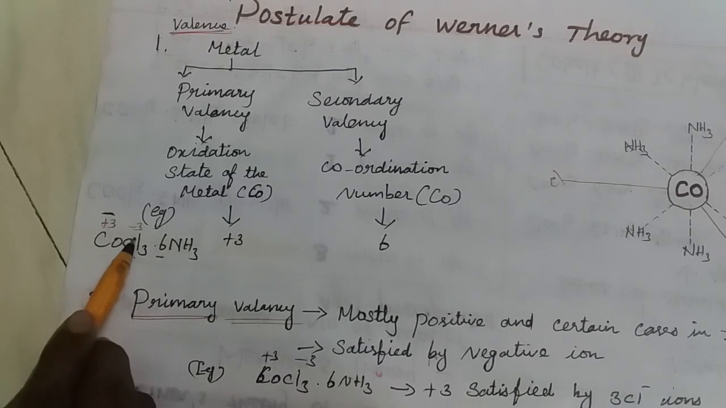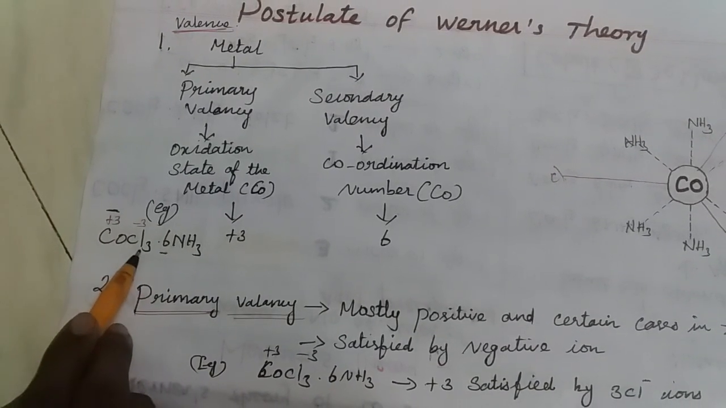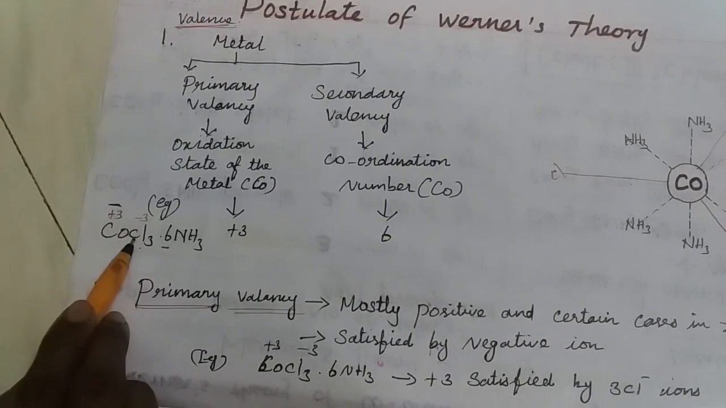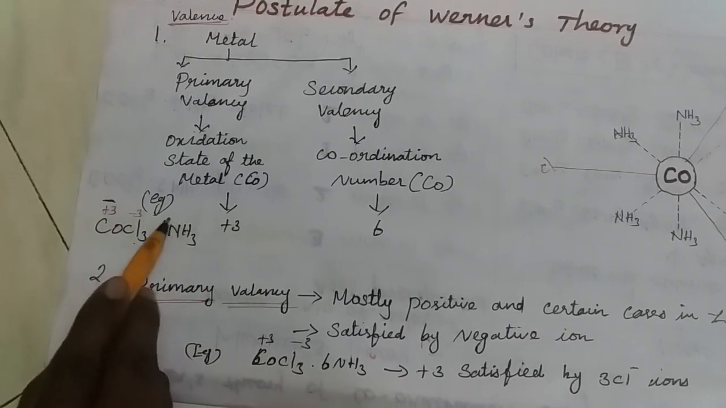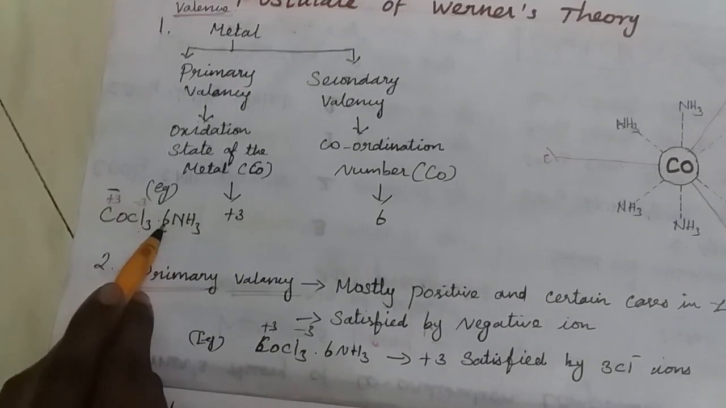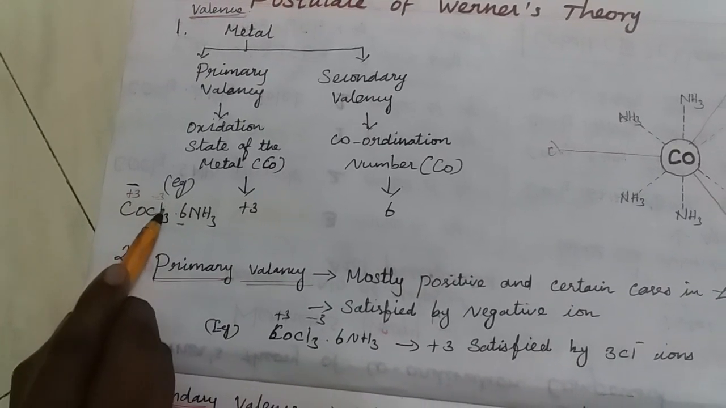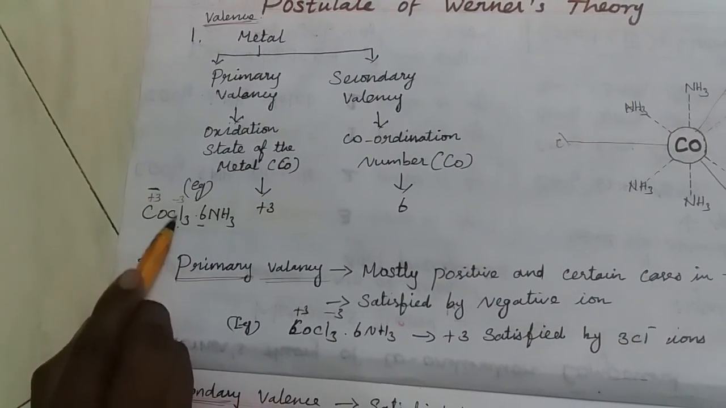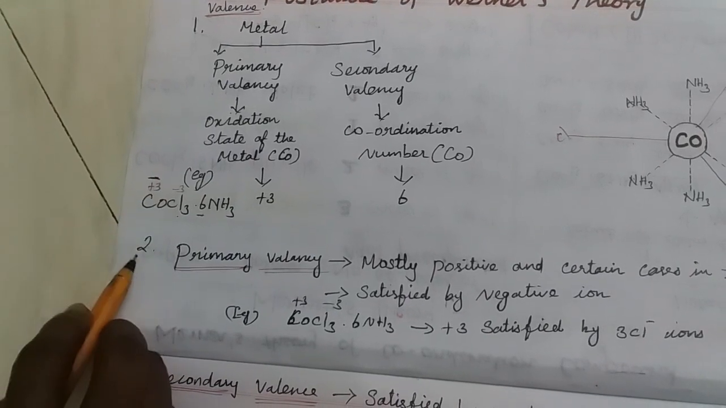Here, the Cl3 is the primary valency. The Cl3 attached to the cobalt is the primary valency. The 6NH3 attached to the cobalt is the secondary valency. Here, how many chlorines are there? Minus 3. It is satisfied by +3 cobalt.